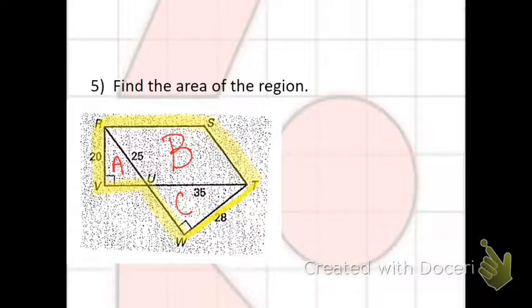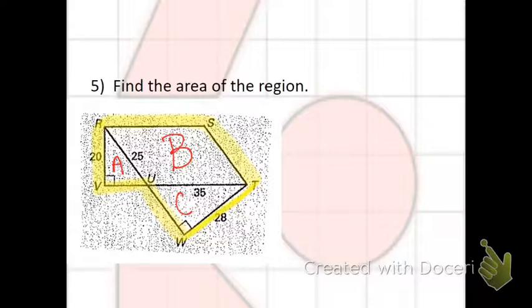Let's start with the parallelogram just because that, in my opinion, is going to be the easiest. So the area of region B is going to be the base times the height. Oh, I lied. Let's not start with that one. Let's start with region A. Sorry, I'm going to back it up. Let's start with region A.